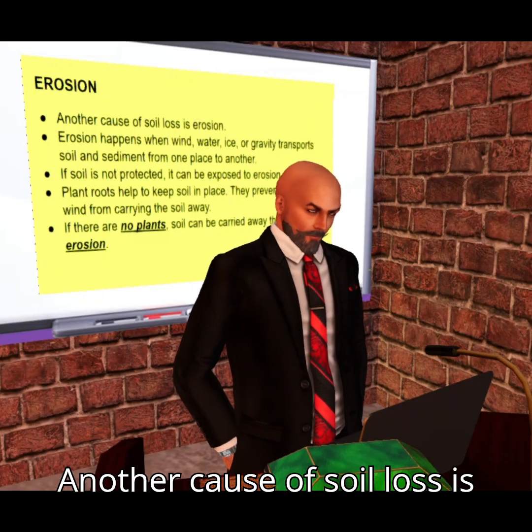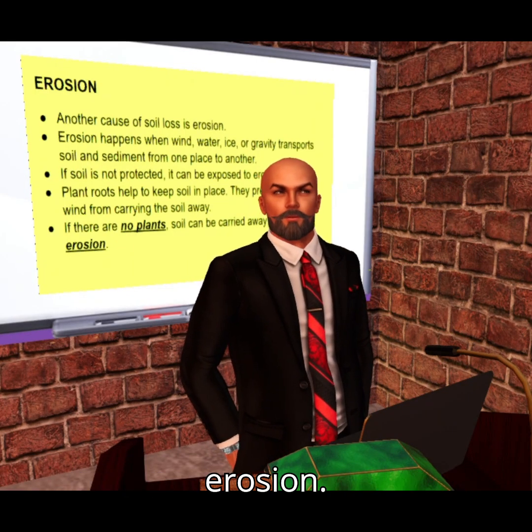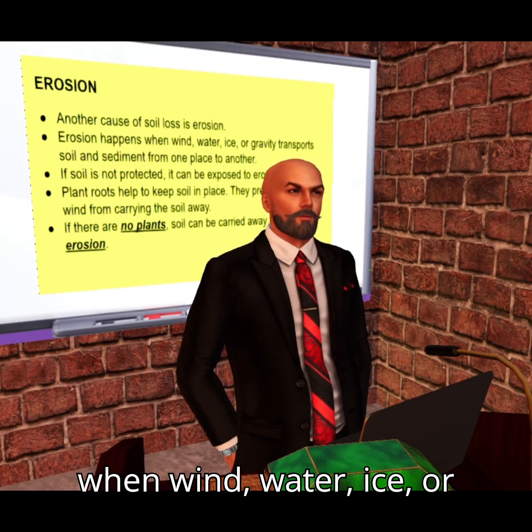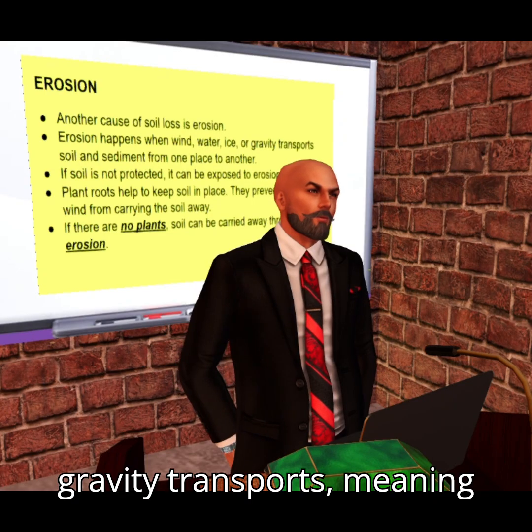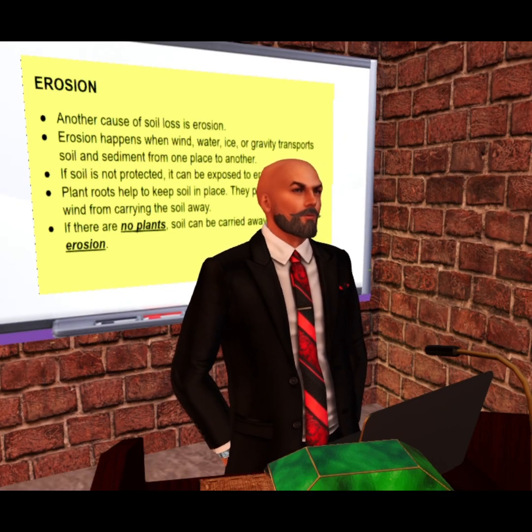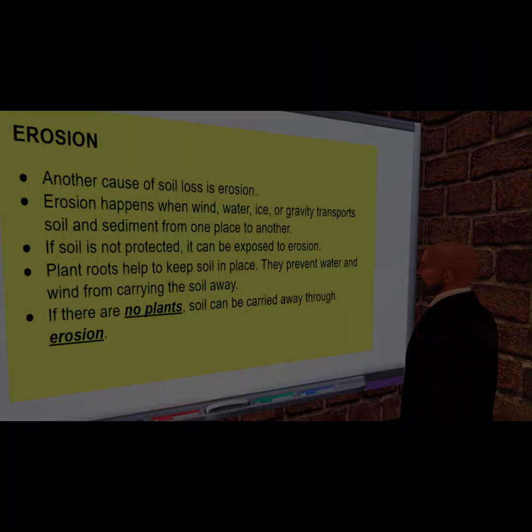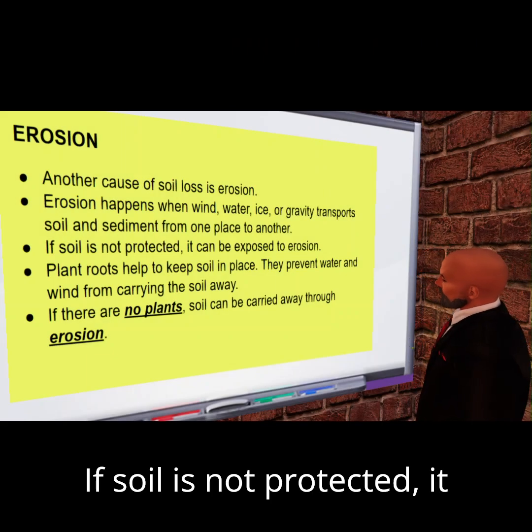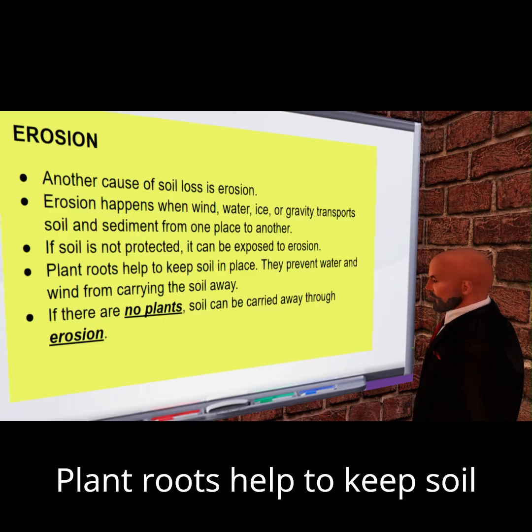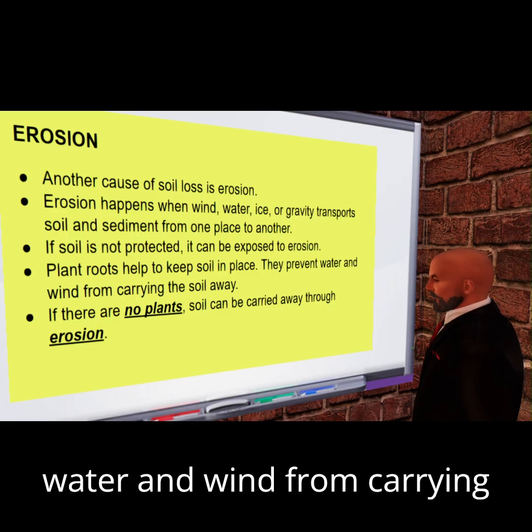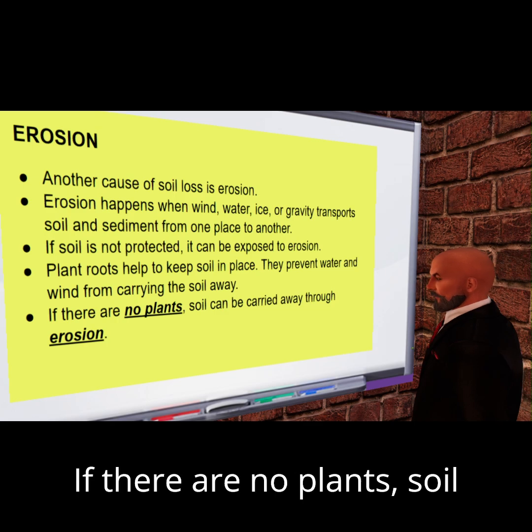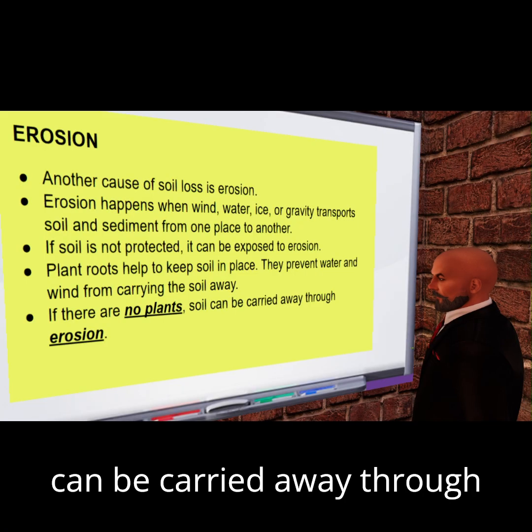Erosion. Another cause of soil loss is erosion. Recall that erosion happens when wind, water, ice, or gravity transports, meaning moves, soil and sediment from one place to another. If soil is not protected, it can be exposed to erosion. Plant roots help to keep soil in place and can prevent water and wind from carrying soil away. If there are no plants, soil can be carried away through erosion.